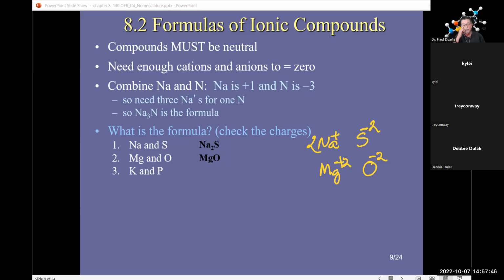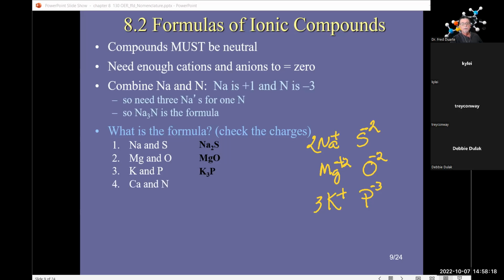Same scenario. Potassium is in group 1, like sodium, so it will have a +1 charge. Phosphorus is in group 5, so as an ion, it has a -3 charge, phosphide. Which means that we're going to need 3 potassium ions to cancel out the -3 charge, the oxidation number, of the phosphide. So its formula becomes K subscript 3P.